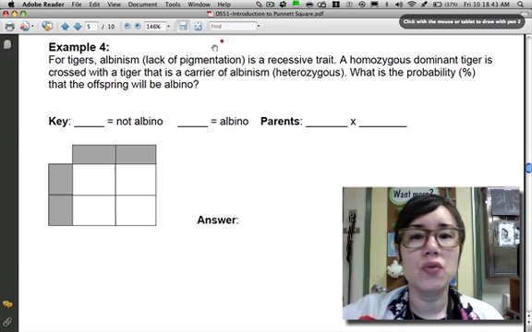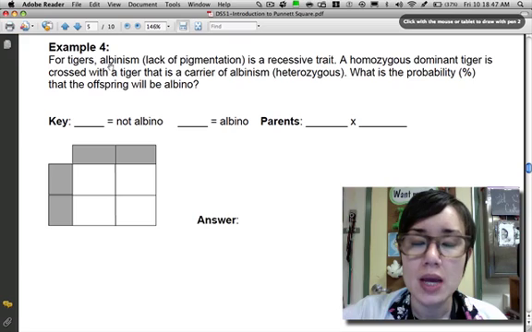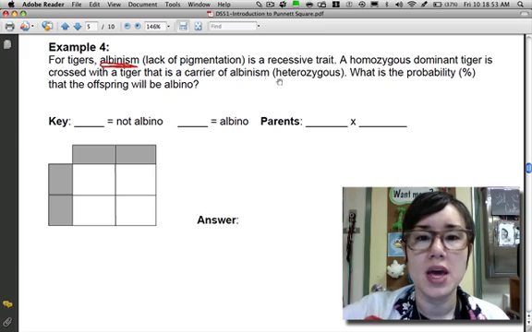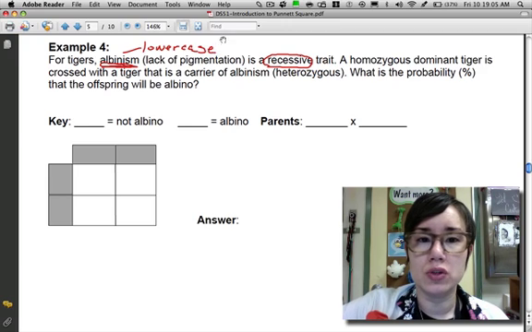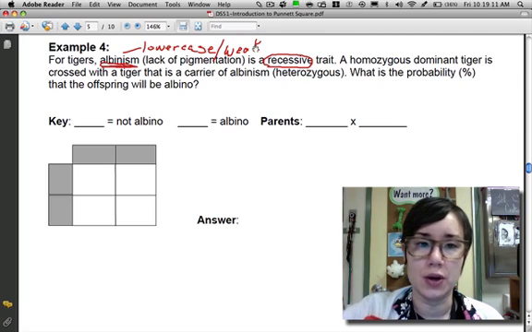All right, for number 4, this one's a little bit tricky. It says for tigers, albinism is a recessive trait. So this is the term or the phenotype that we're going to be focusing on, albinism. If I look here, it tells me that it's recessive. If something is recessive, we know it's going to be a lowercase letter because that is the definition of something that's recessive. We also know that it's going to be weak, so we can only see it if it's paired up with another lowercase letter.